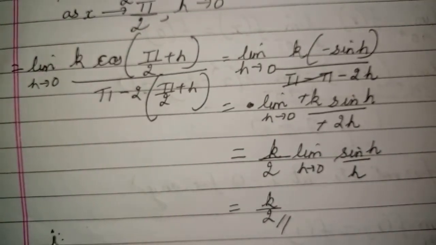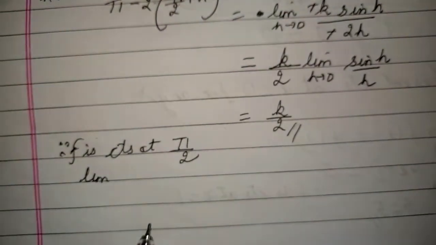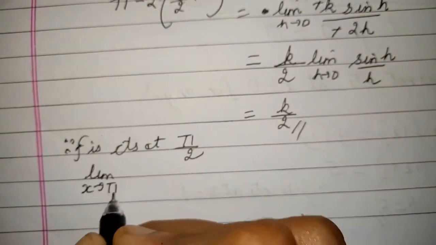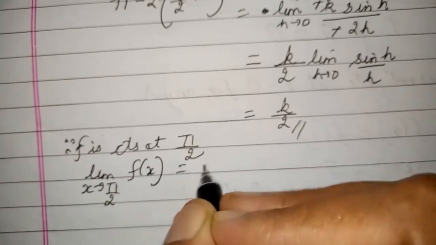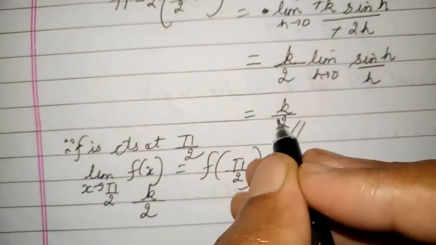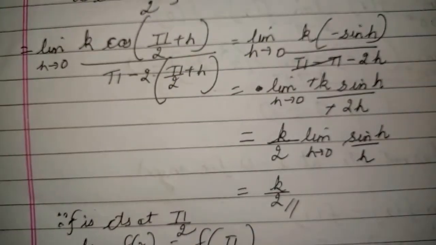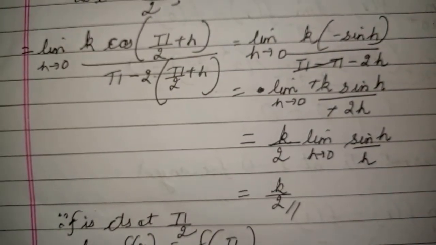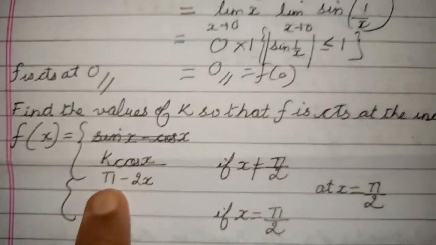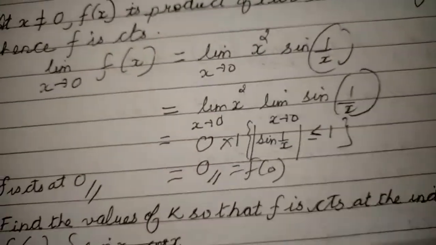Now it is given that since your function f is continuous at pi by 2, children, you can say that the limit as x tends to pi by 2 of f of x will be the same as f of pi by 2. But the limit is k by 2 and our function's value at pi by 2 is defined as 3. So therefore the value of k is nothing but 2 3s are 6. So if I take the value of k as 6 here, my function will be continuous at pi by 2. Okay.